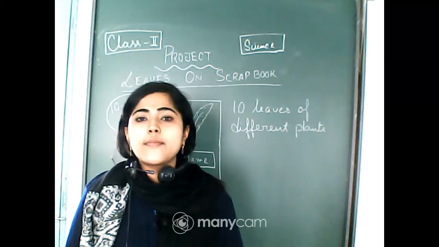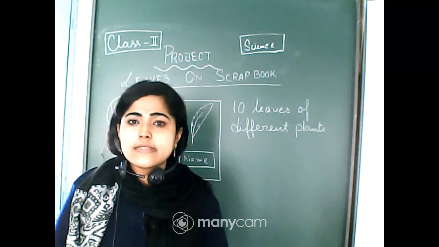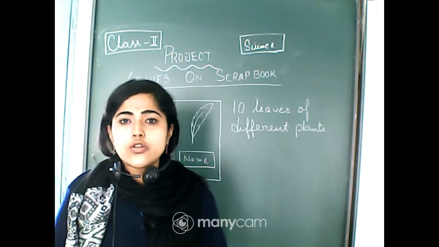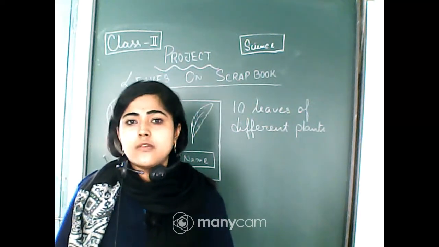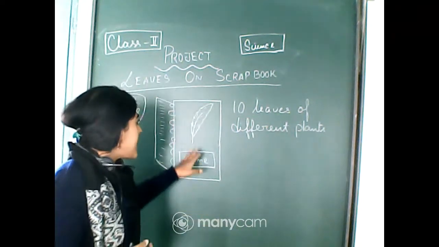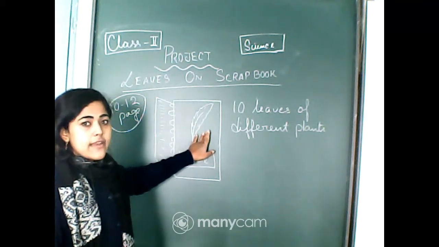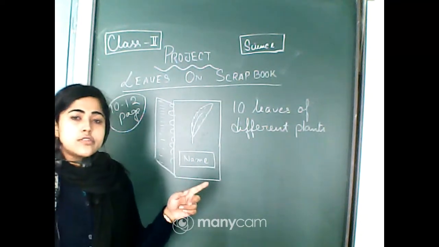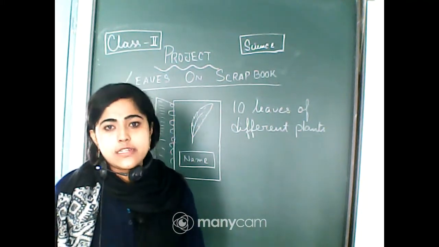So you have to collect 10 leaves of different plants, like you can collect hibiscus, rose, tulsi, neem, and marigold also. You can collect those leaves which have already fallen down. Then you have to paste them on the right side of your scrapbook, okay, the right side. And you have to write their names also, because if you don't write their names, you can't understand which leaf is of which tree.